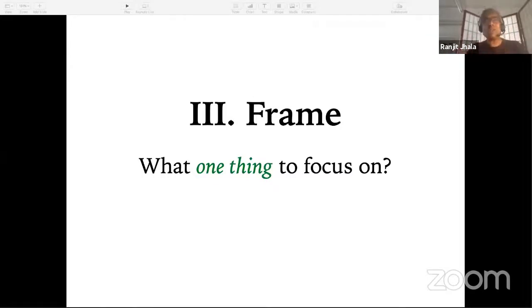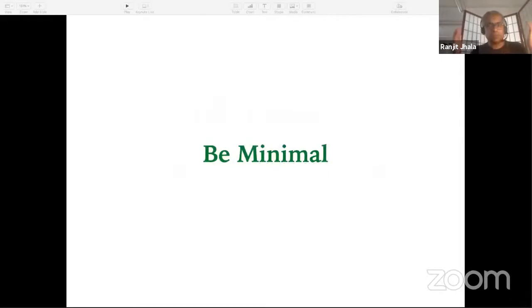So how do you design a frame to make it completely obvious what you should be focusing on? There's a couple of heuristics to use. The first is, of course, be minimal.